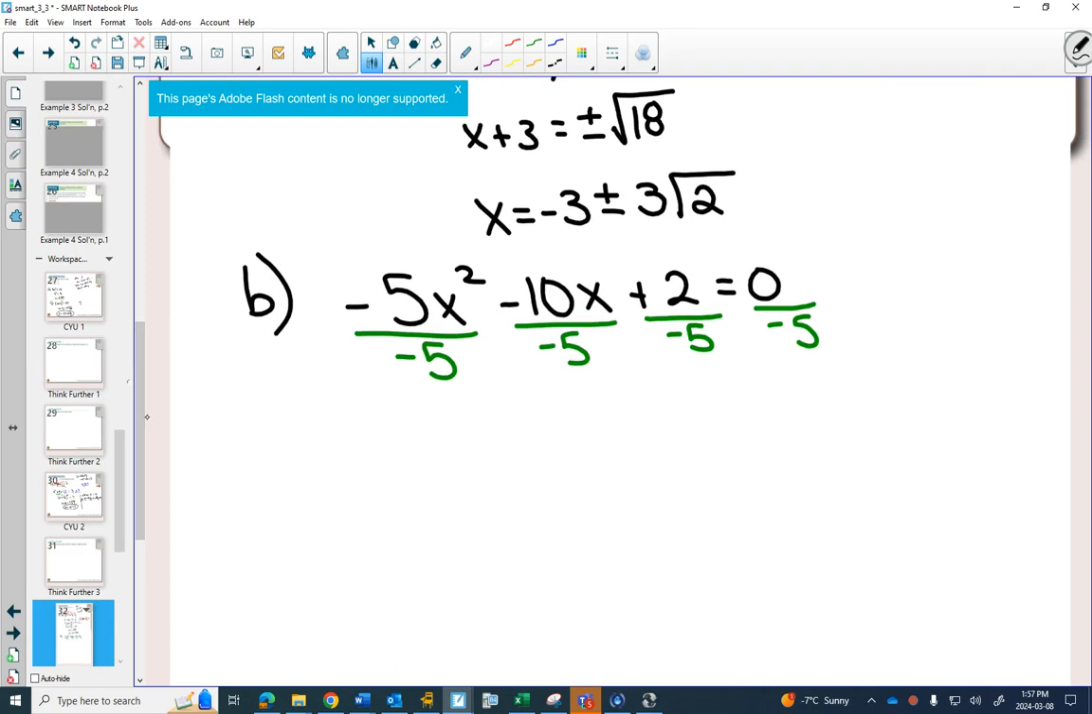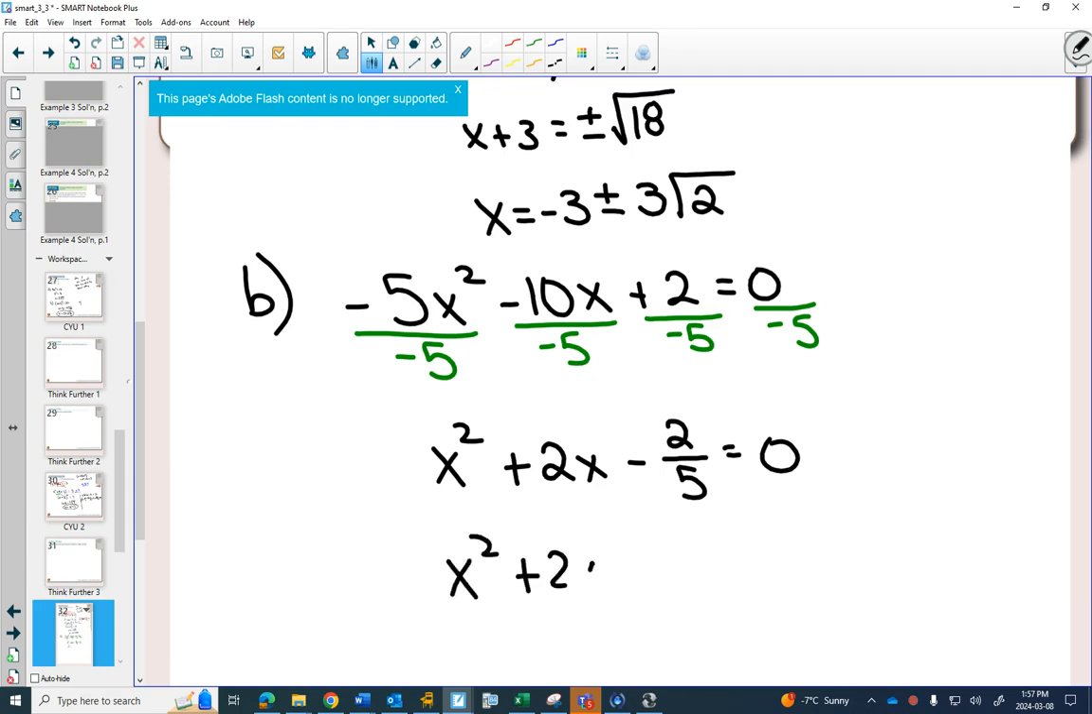What does that do? This becomes nicely x squared. What is negative 10 divided by negative 5? 2. Positive 2. This is nice. And, oh, I still have a fraction. But that's okay. Can you see this is going to be minus 2/5? We're going to leave it. And 0 divided by negative 5 is still 0. So this is my hint. I'm going to keep this x squared plus 2x here and leave a space for my hint. I'm going to move the 2/5 to the right side and leave a space.